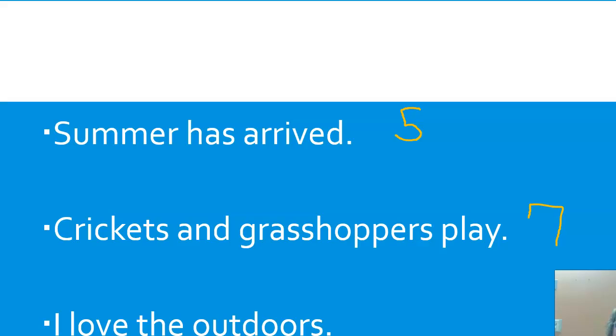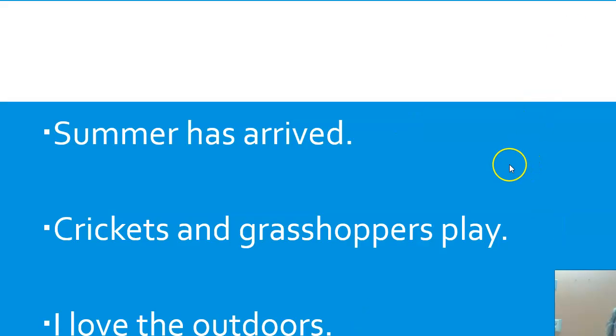I love the outdoors. So let's clap it. I love the outdoors. Let's count it. I love the outdoors. How many syllables do we have? We have 5 syllables. So this is called a haiku. It's about nature, and we have 5 syllables, 7 syllables, 5 syllables. And again, we're going to have an opportunity later in the week to write your own haiku.